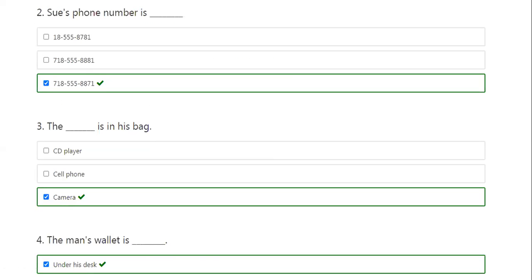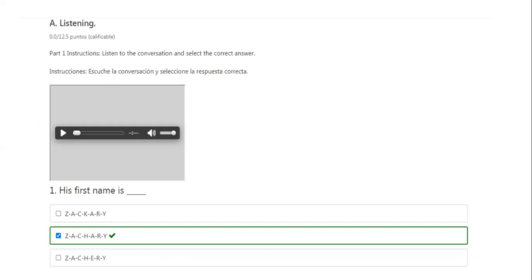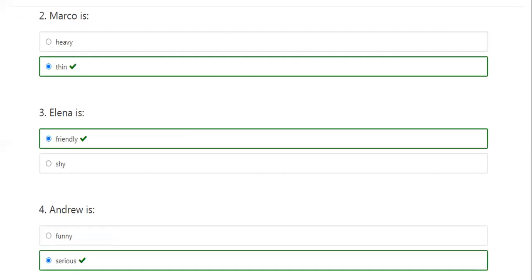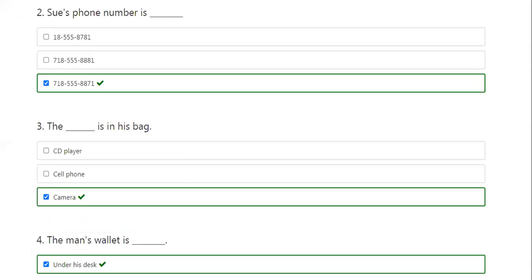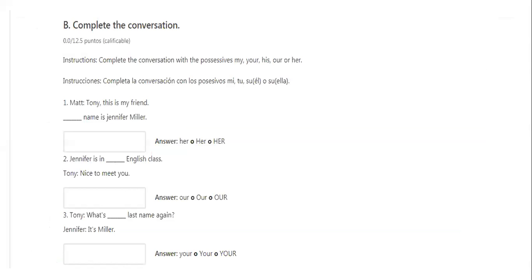Ok, that's part A. Entonces en la parte A, si se fijan, hemos evaluado varias cosas. Numbers, alphabet, prepositions, and also we have evaluated possessive adjectives, porque también acá teníamos el otro possessive, ¿verdad? Ya lo pasé. Ajá, man's wallet, aquí hay otro posesivo, ¿verdad? La cartera de el caballero, ¿verdad? Del hombre. Okay, here, complete the conversation.